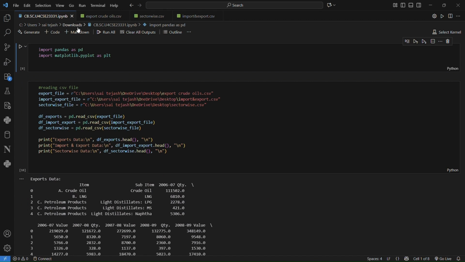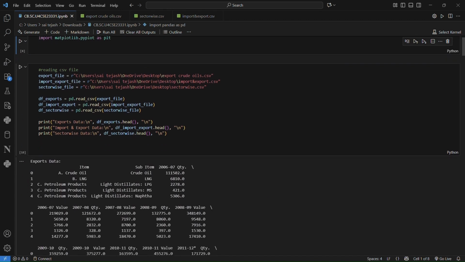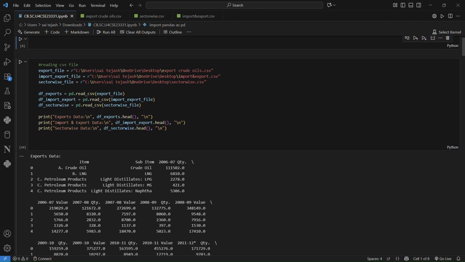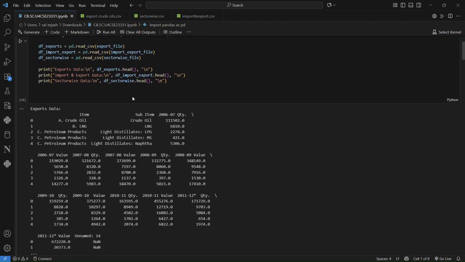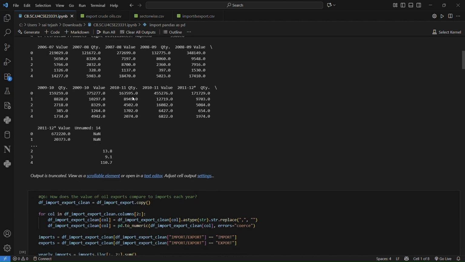And here I used the pandas library to read the CSV files. I loaded the files into data frames, which allowed me to view and explore the data more easily. And here are the questions which I have solved, from 6 to 10, 5 questions.